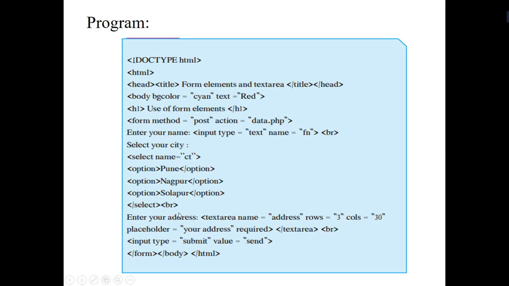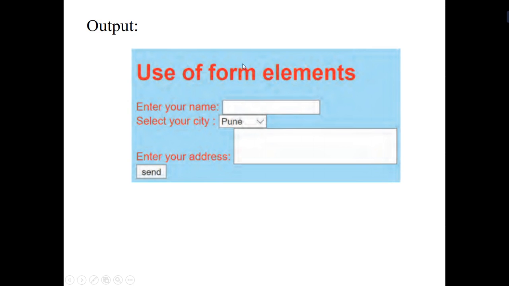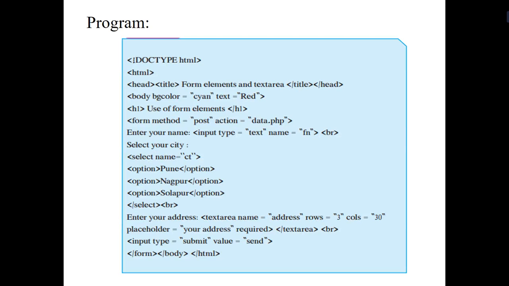After that, the next is for address creation. See here, students, for the address we have a big text box. This is a single line text box. If you want to create a multi-line text box, then you use textarea. So when we want to enter the address, what we do is enter your address, then textarea is the tag with different attributes.